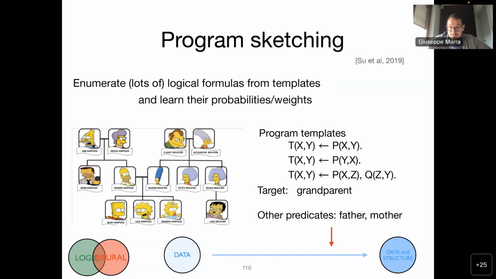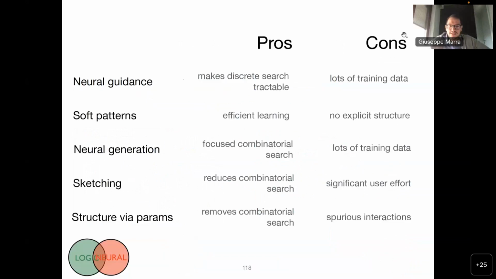So if you want to put all the systems together and balance the pros and cons of all the models, we have that in general the neural guidance is the more general approach. The idea is to use a neural net to guide the search, but you have to learn the neural net. So this neural net does not come for free. So you need a lot of training data. So it's again the one that is less reliant on human intervention, providing structure or biases for the search, but it's the one that requires more data.